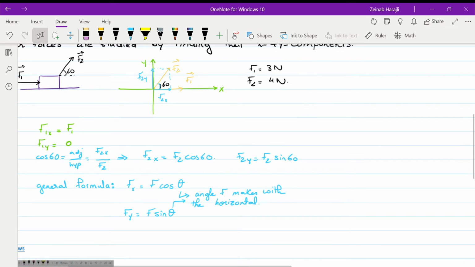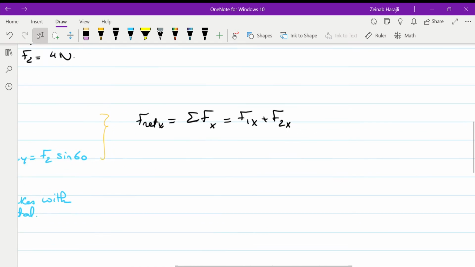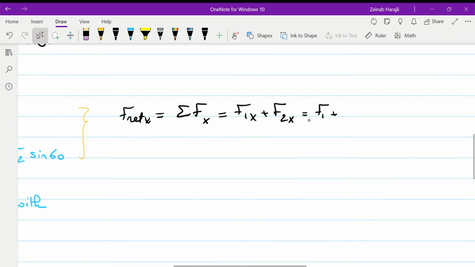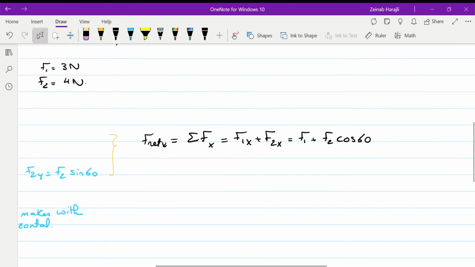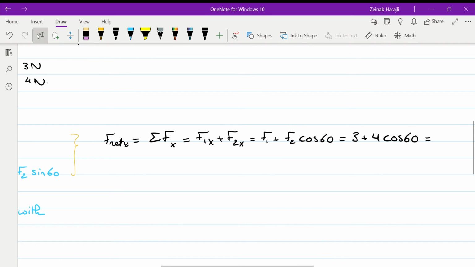And from these two expressions for the two forces, we can find F net x, which will be the sum of the forces along the x direction. So this is F1x plus F2x. And this will give us F1 plus F2 cosine 60. And we can just substitute the values we got and get a final answer for the x component of the net force.